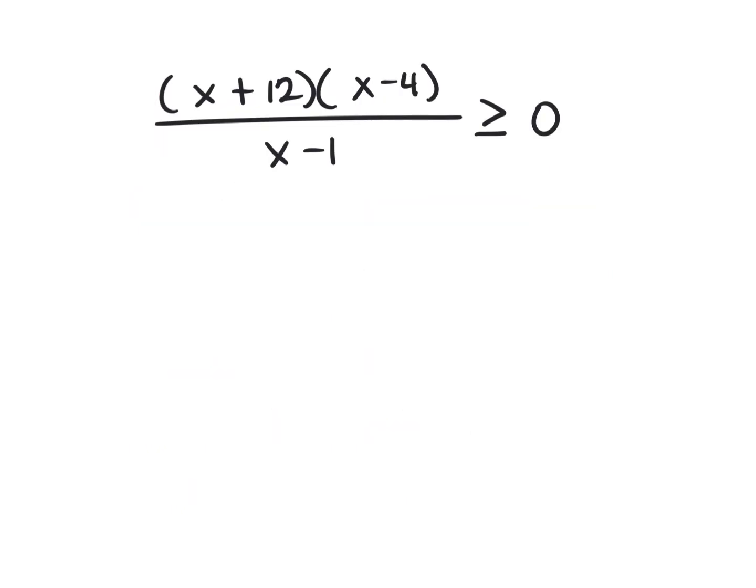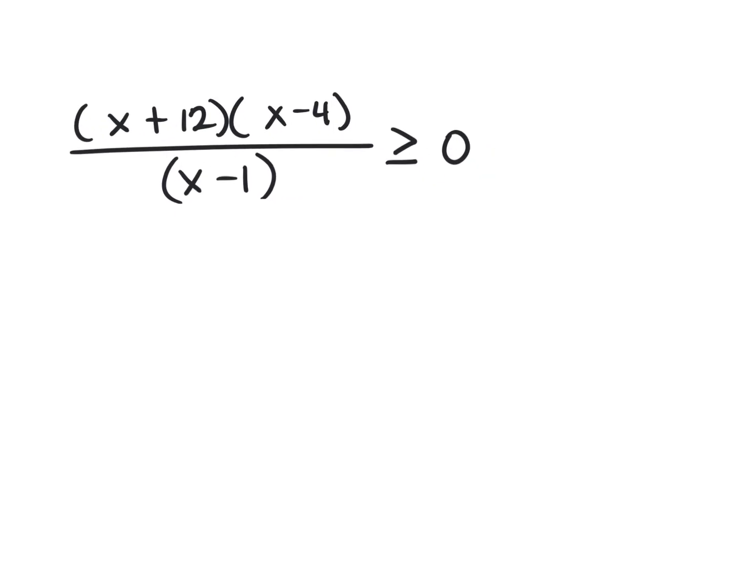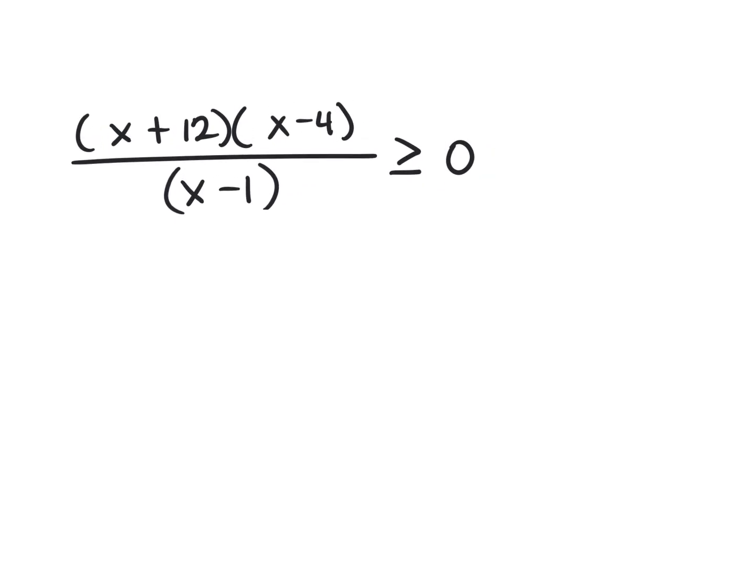Next example looks much like the last. It's already factored for me, so I don't really have anything that I have to algebraically do at the beginning. So when I'm looking at this, first thing I'm looking at are the excluded values. So that's where the denominator cannot ever be equal to 0. So that's when x cannot be equal to 1. So no matter what happens, that will not be included in the solution set.